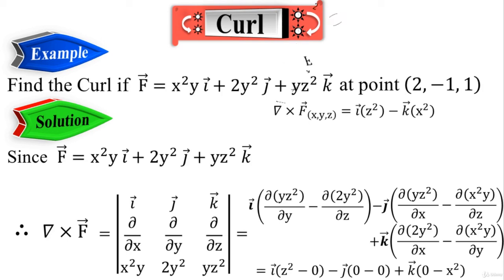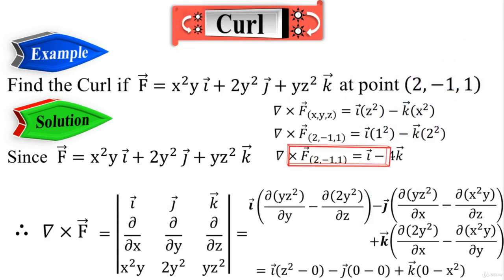Now substitute the coordinate values, where z is 1 and x is 2. This is my final answer, i minus 4k, which is in vector form.